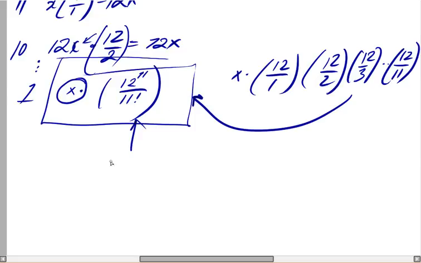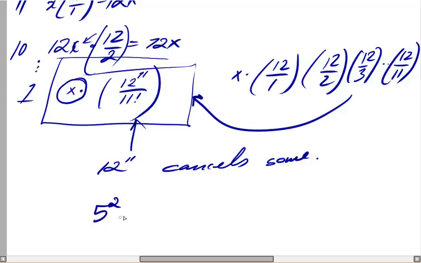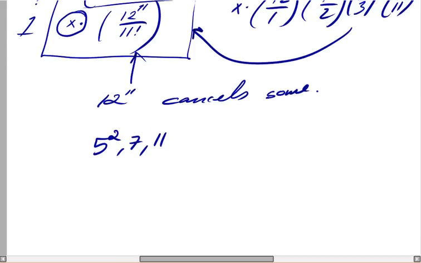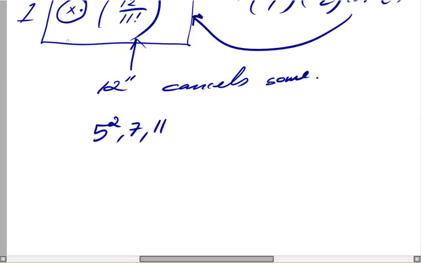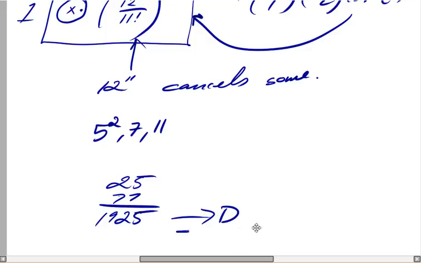Now we want x to compensate for all the factors in the denominator of 11 factorial. The good thing though is we have 12 to the 11th to cancel out some of the factors. If you work it out, there are two 5s, a 7, and an 11 in 11 factorial that are not cancelled by the 12 to the 11th, and we need x to cancel them. We want the smallest possible, so that's just the product of all of them, which is 25 times 77, which you can work out to be 1925, which is D.